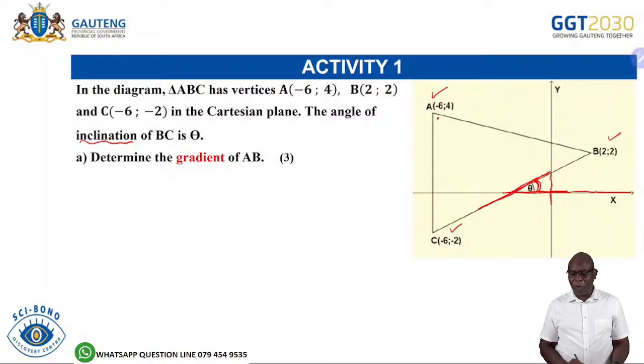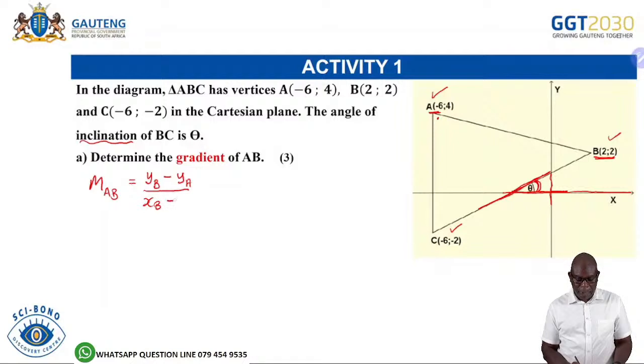Now the first question says determine the gradient of AB. So the gradient of AB, what do I do? I go to my formula sheet and try to locate the formula for the gradient, and I'm using the point A and the point B. So I need to find the gradient of that line AB. I can write it like this: m of AB equals, remember, the easy way to write it will be yb minus ya over xb minus xa. Please do not swap the values. If I started with a b, then I must start with the b on the y and on the x. If I start with an a, I must also start with an a on the x coordinate.